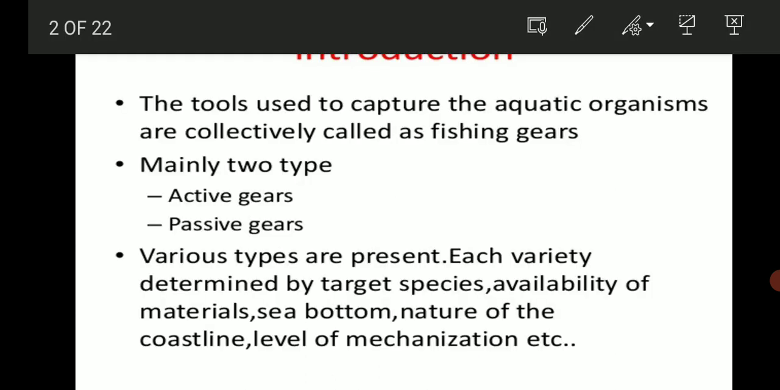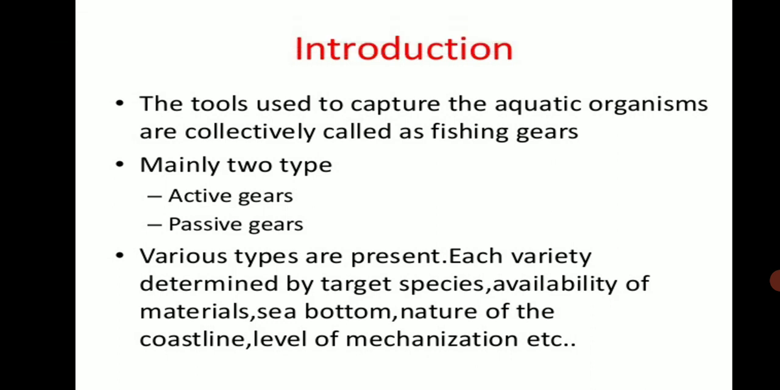Introduction. The tools used to capture aquatic organisms are collectively called fishing gears. There are mainly two types of gears, active gears and passive gears. Various types are present. Each variety is determined by the target species, availability, material, sea bottom, nature of the coastline, level of mechanization, etc.